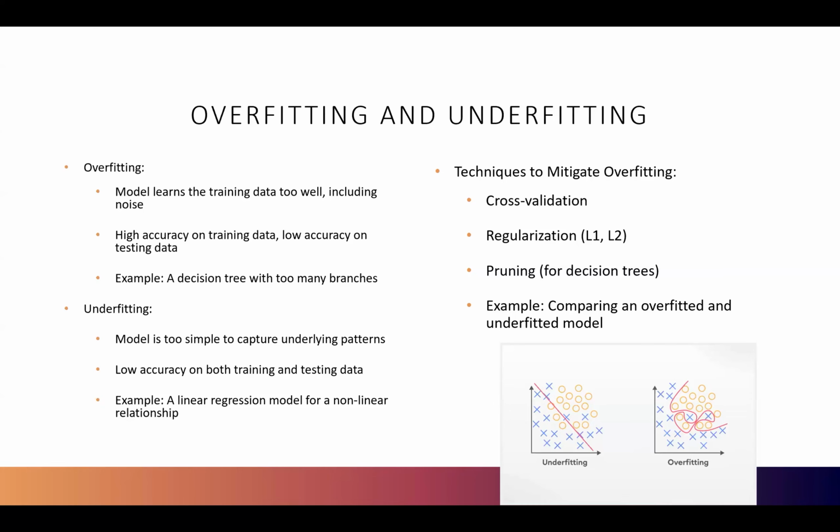So some ways to mitigate overfitting are cross-validation, regularization, and pruning for decision trees. And I would not worry too much about these. I think at this level of learning, you just make sure you take a random sample, and make sure you take a lot of data for training, and then you should not worry about overfitting or underfitting.